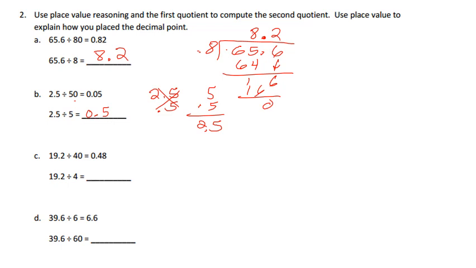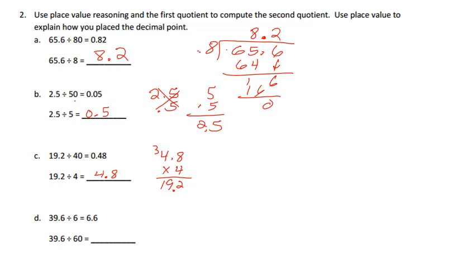So this one here, we can see that if divided by 40 is 48 hundredths, so dividing by 4 should be 4.8 because it's 10 times less. And let's check that. 4.8 times 4. 4 times 8 is 32. 4 times 4 is 16, and 3 is 19. And we can see we have one place value put in there.